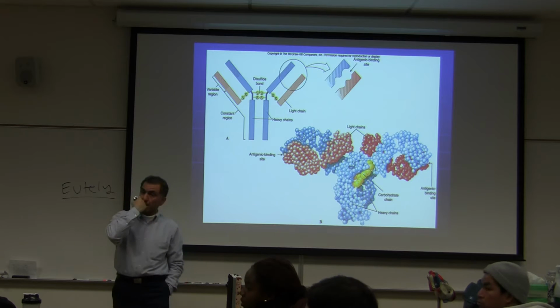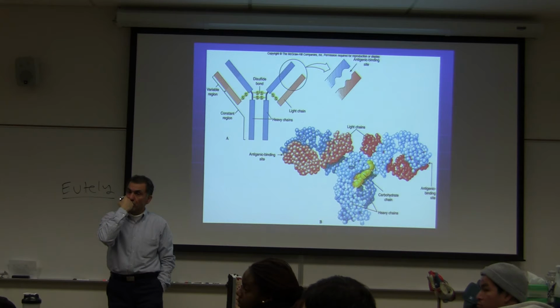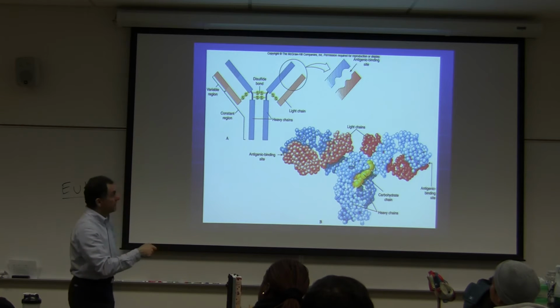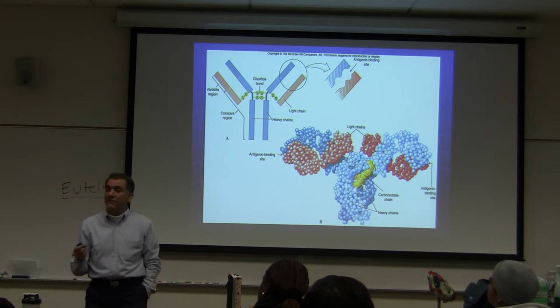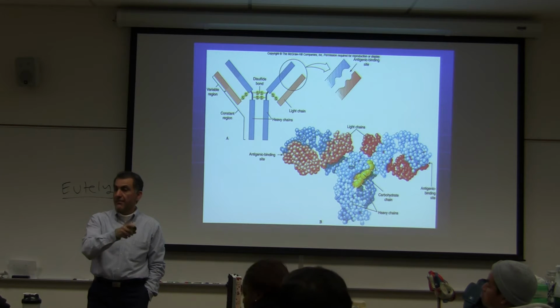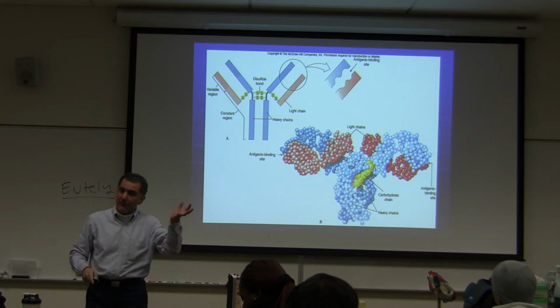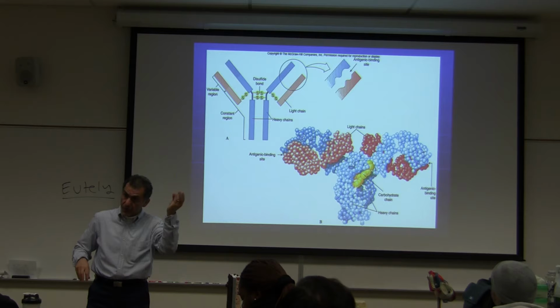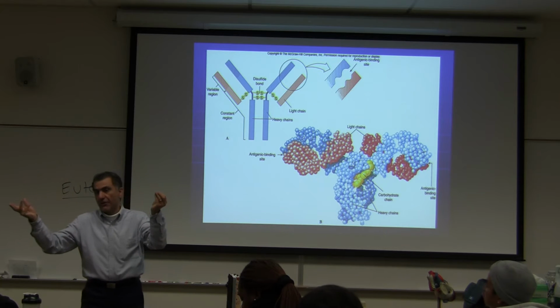Yes? How many nitrogenous bases are in the variable region? How many protein molecules, you mean amino acids? It varies. I don't know. It varies from one antibody to another. HIV, for example, could have 100 different in the variable region, and Ebola could have 120, 110.